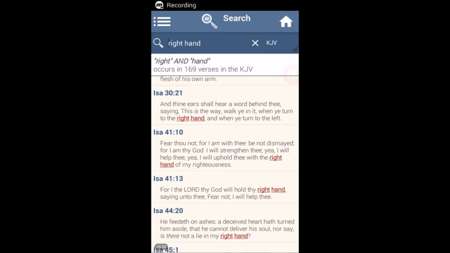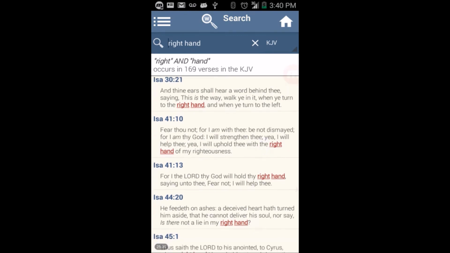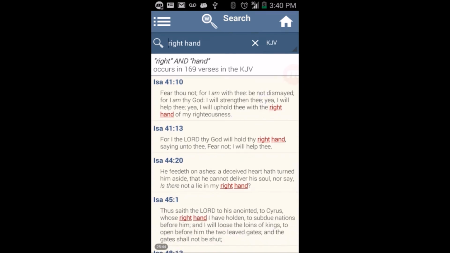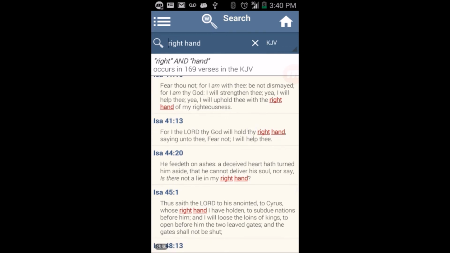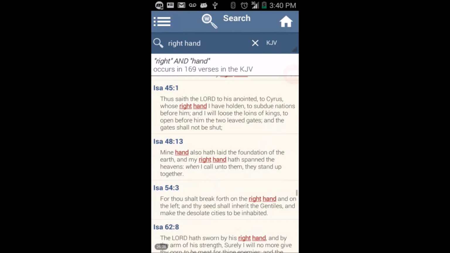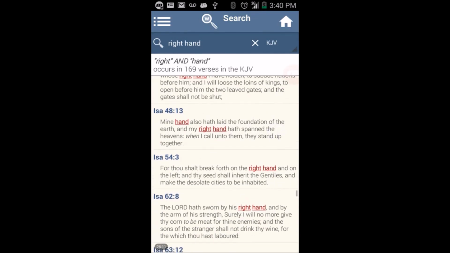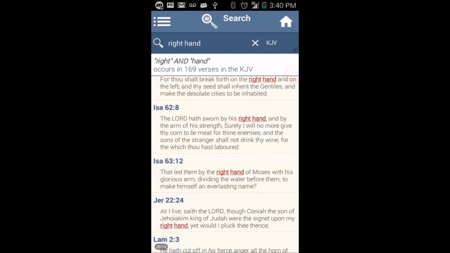Several books and chapters and verses deal with the right hand. Isaiah 41:10: Fear thou not, for I am with thee. Be not dismayed, for I am thy God, the God of Israel, blacks, Hispanics, Native Americans. I will strengthen thee, yea, I will help thee, yea, I will uphold thee with the right hand of my righteousness. See that right hand. Isaiah 41:13: For I, the Lord thy God, will hold thy right hand, saying unto thee, fear not, I will help thee. Talking about Israel. See? So actually, when it deals with the right, it's talking about Israel.